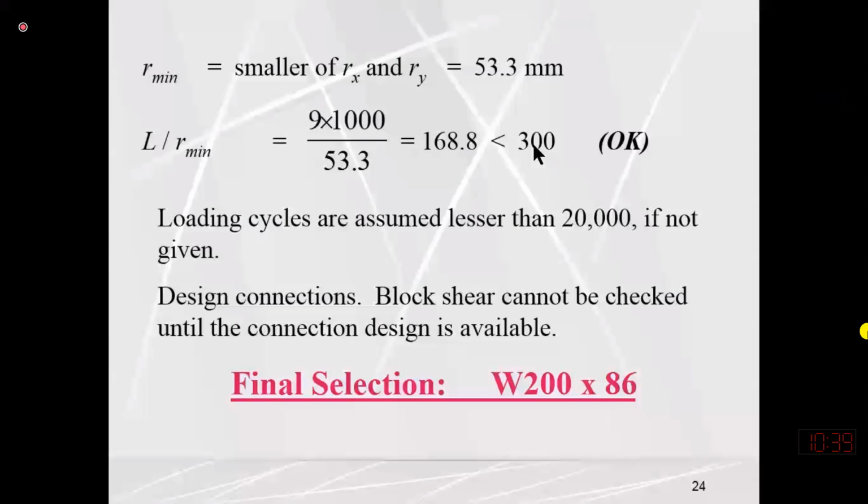B minimum: the section should have sufficient width so that we can easily accommodate the connection. Then we will assume that loading cycles are less than 20,000 during the service life of 25 years. Block shear can only be considered once we know the connection details, so we will ignore it. At the end, we need to highlight our section clearly. Conspicuously, we have to mention our selected section.